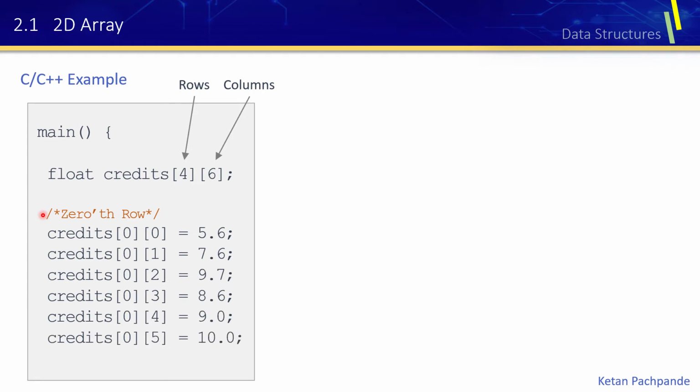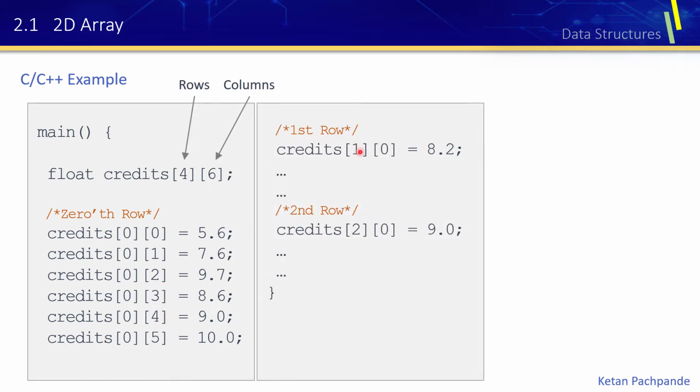Out of these 4 rows, the first row, which we call the 0th row, can be accessed with the help of credits[0][0]. The first bracket indicates the row number and the second bracket indicates the column number. So if I want to access all the elements of row 0, I can do that by providing the first bracket as 0 and the second bracket as the column number, starting with 0, 1, 2, etc. Similarly, I can access the first row with the help of credits[1][0] and the second row by providing 2 in the first bracket. That's how you can access all the elements by simply giving the index of the row and the index of the column.